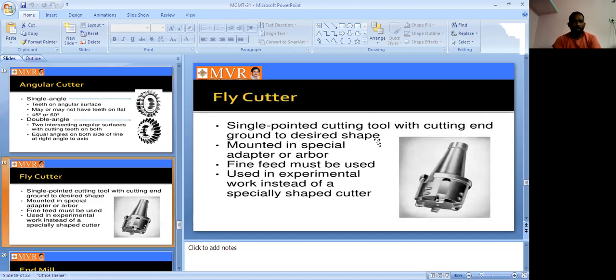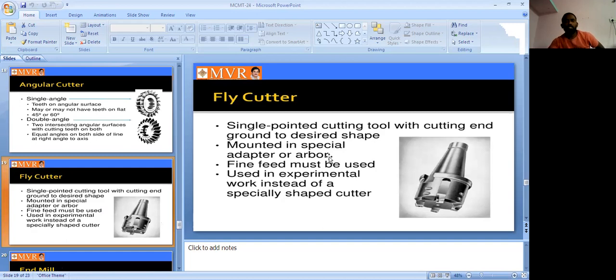So it is a fly cutter. In this source here, it is a fly cutter. It is a single pointed cutting tool with the cutting end ground to the desired shape. The cutting end is designed for the desired shape, and it produces the desired product.